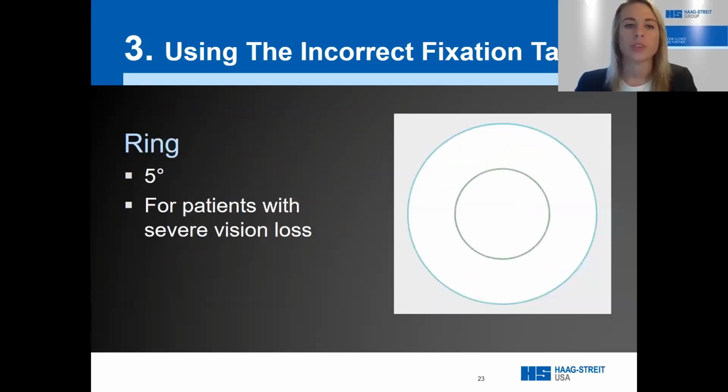For patients with severe vision loss, a 5-degree ring is the preferred fixation target. These patients may have advanced glaucoma or macular degeneration and are not able to see the green cross. The use of the larger target is recommended to provide an estimate of the location of the fixation target.